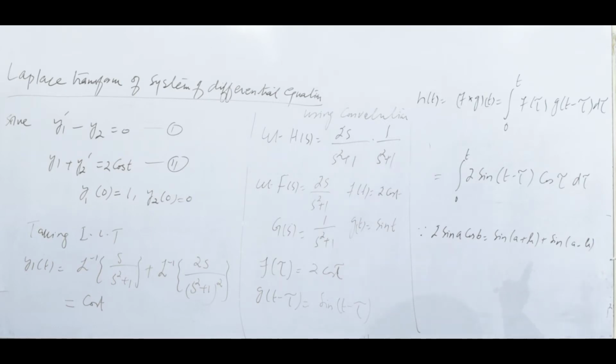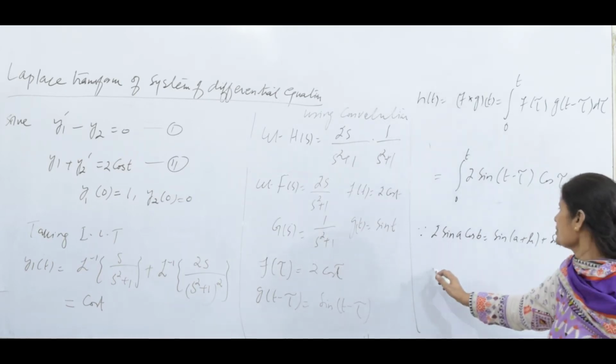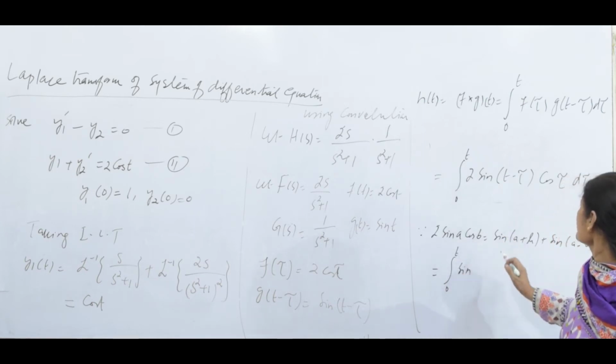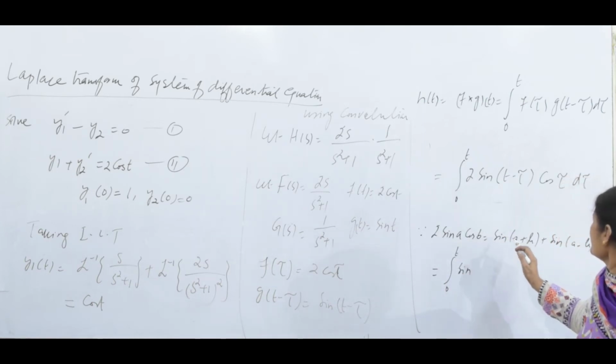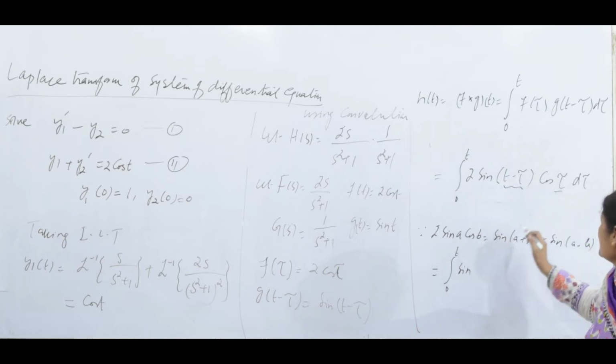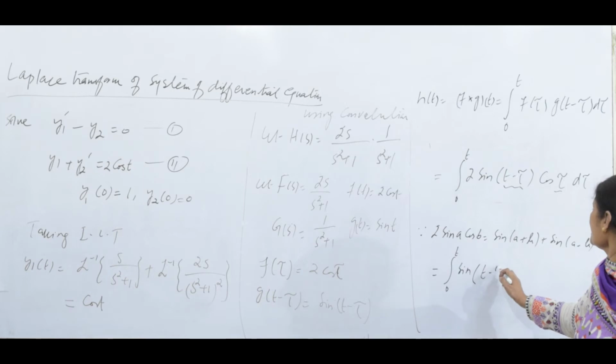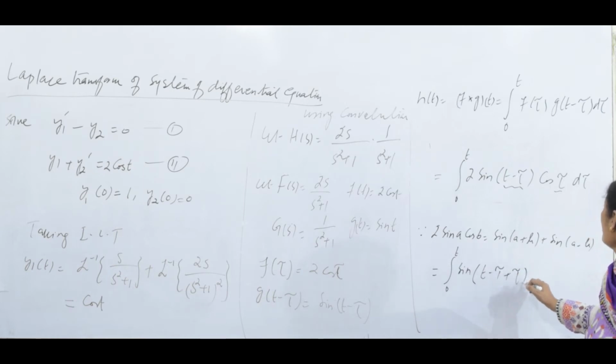2 sin a cos b is this, so I am using this. So 0 to t, sin a plus b. This is my a, this is b. Sin a plus b, t minus tau plus tau, plus sin a minus b, t minus tau, and d tau is there.